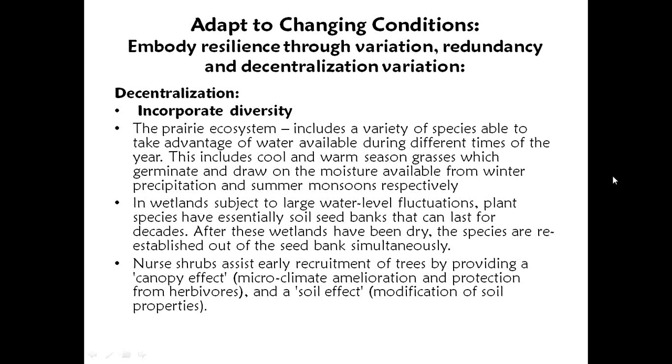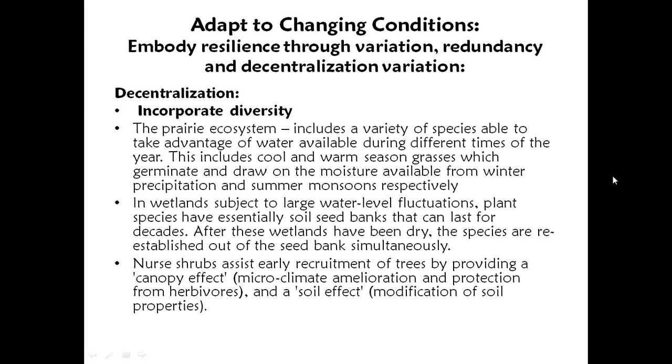In the prairie, certain plants do better in cooler conditions, some do better in warmer conditions. And in the wetlands, where you have a lot of change in water level, the plants will establish informal soil seed banks that can last through a long drought. But once the water returns to the wetlands, those seed banks can respond quickly and establish virtually the whole ecosystem simultaneously.